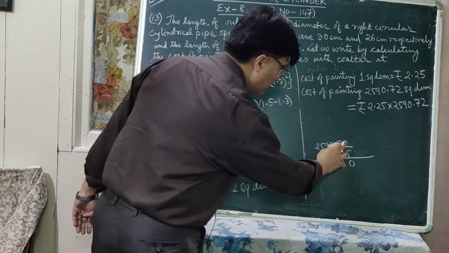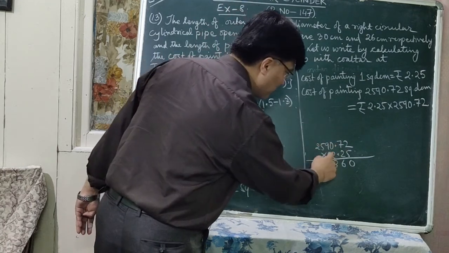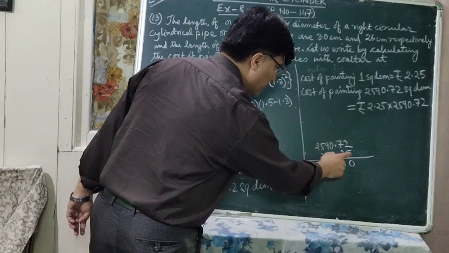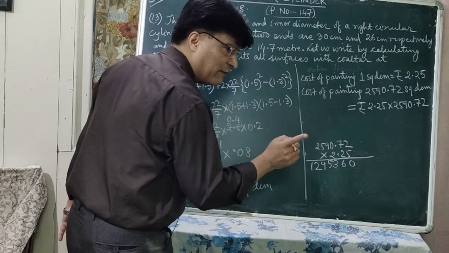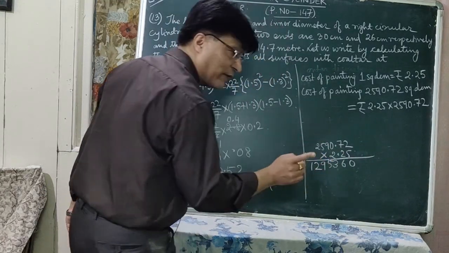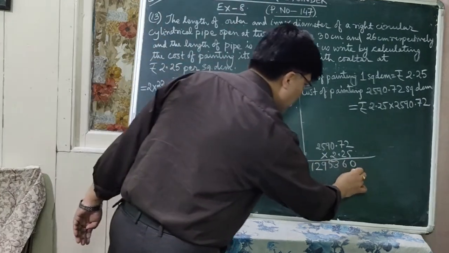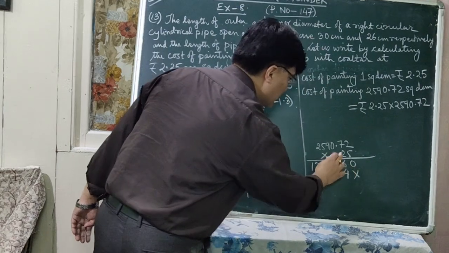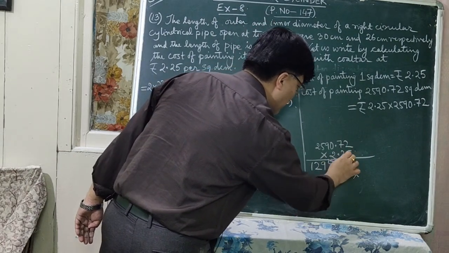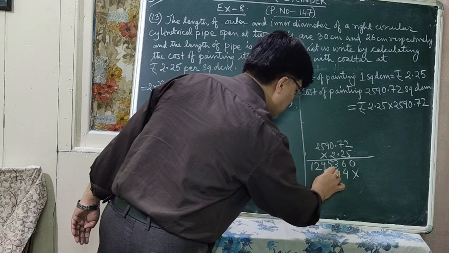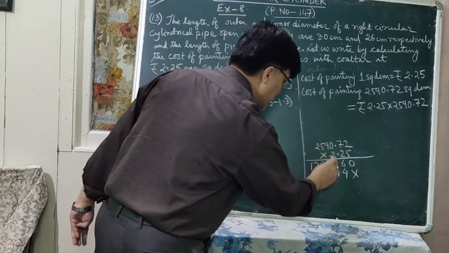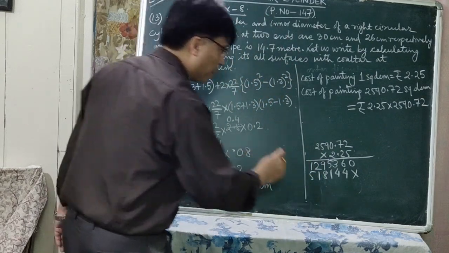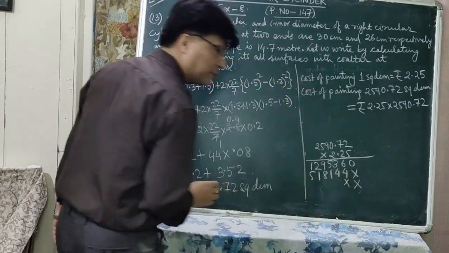Is that clear? Now it is cross. 2 2s are 4, 7 2s are 14, 4, 1. 2 0s are 0, 1. 2 9s are 18, 8, 1. 5 2s are 10, plus 1 is 11, 1. 2 2s are 4, plus 1 is 5, okay? So this is double cross.